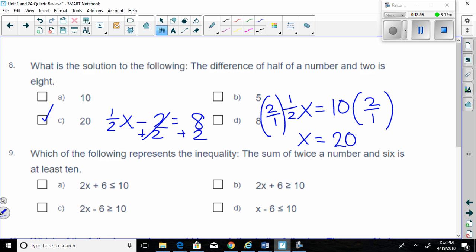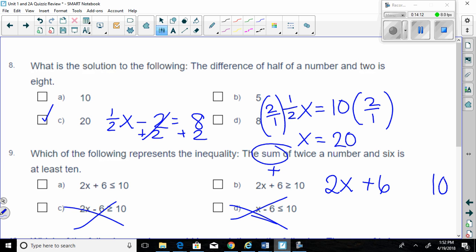Inequalities, the sum. What does sum mean? Addition, right? Which one doesn't have addition? D. D and C of twice the number. So 2x and 6 is at least 10. That's greater than or equal to.